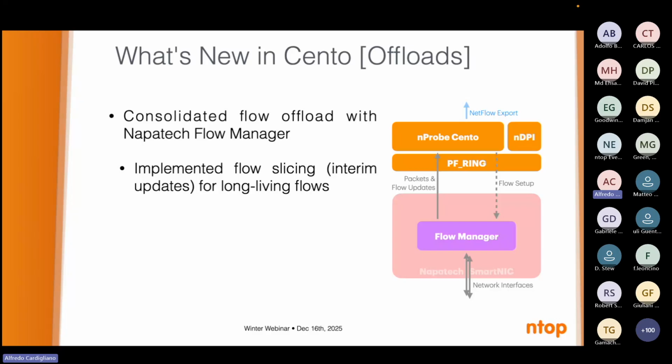This was already introduced in the previous release and was working nicely, but in this release, we consolidated and improved this offload, and we also added the ability to export what we call the flow slices, which are the interim updates. So for instance, if you have long flows, lasting minutes or more, with the previous release, you had to wait for the end of the flow to get the counter updates. With this release, we are able to export interim updates so that your traffic, when you collect it in ntopng, looks more real time because you see periodic updates.